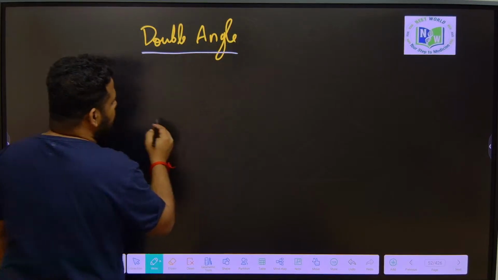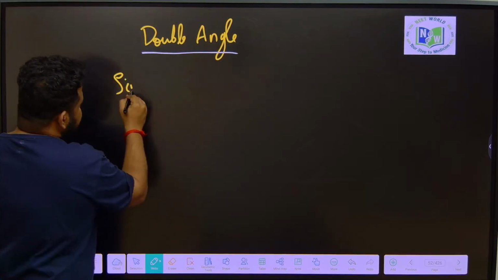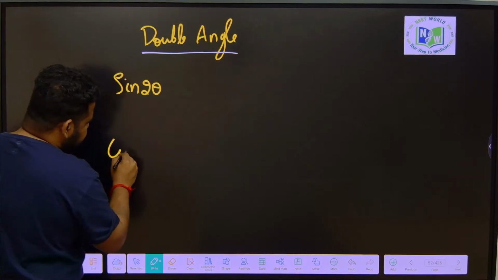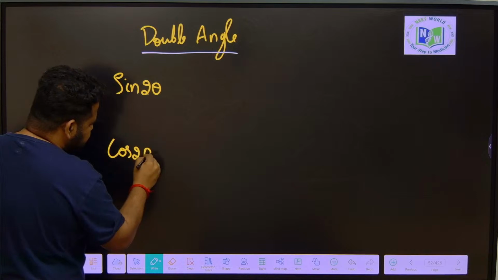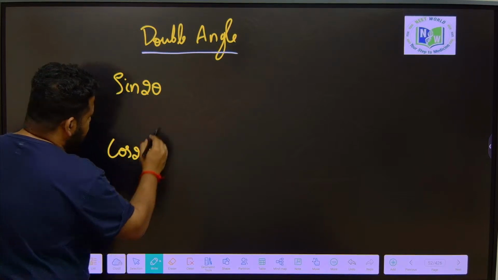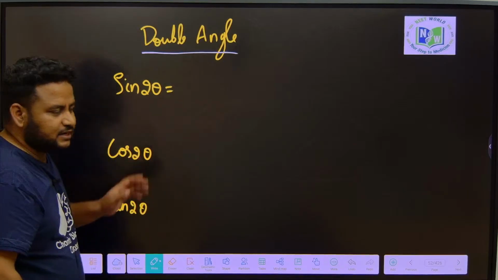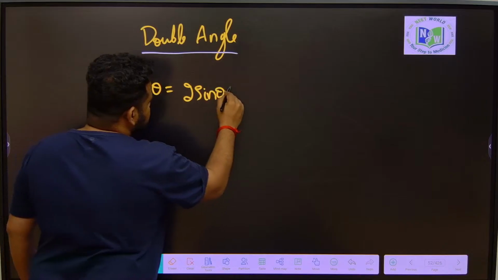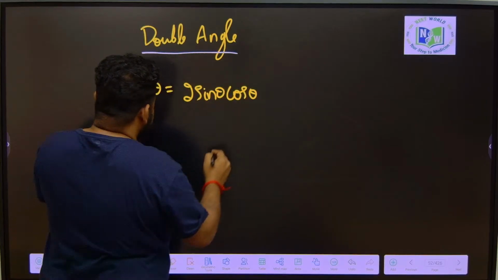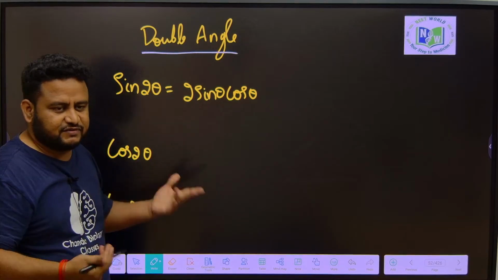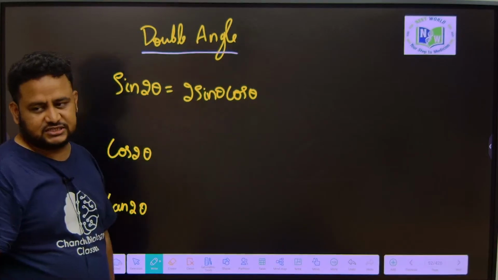First, if I talk about sine, instead of writing sine theta, I will write it as sine 2 theta. If I talk about cos, instead of writing cos theta, I can write cos 2 theta. Same I can write for tan 2 theta. So sin 2 theta is nothing but 2 sin theta cos theta. That means this 2 will come out, 2 sin theta, and sin is a very friendly person, it will combine with cos theta.